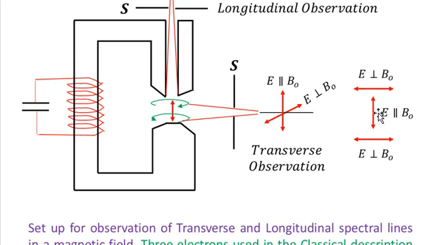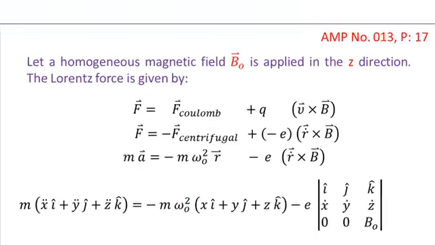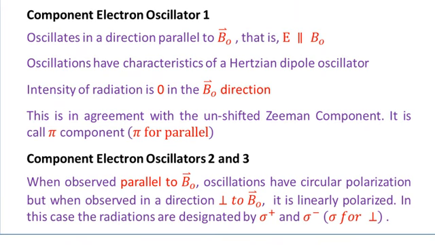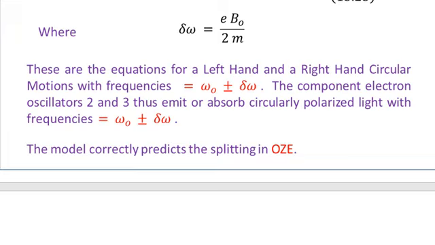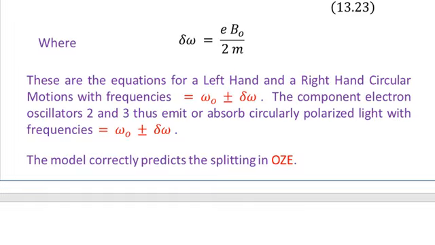Whereas the linearly polarized component in the center, where the electric field is parallel to B naught, is referred to as the pi component. So we can have two sigma components, and in the middle we have the pi component. So these components may be referred to as a sigma plus component. Sigma plus is the component in which the frequency is omega naught plus delta omega, and sigma minus is the component in which the frequency is omega naught minus delta omega. Because previously we have shown that the components have frequencies omega naught plus or minus delta omega.